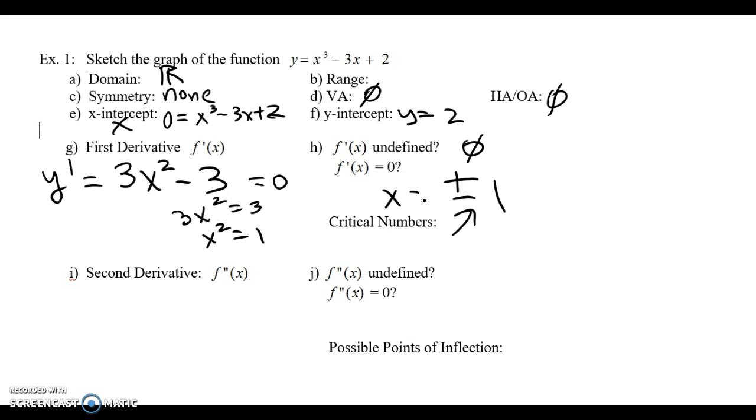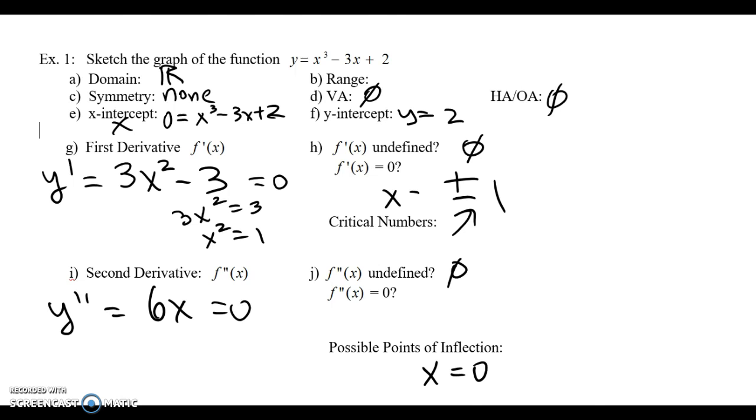Now let's find the second derivative. The second derivative will simply be 6x. When is that undefined? Never. When will this equal 0? When x equals 0, and that'll be your possible point of inflection.